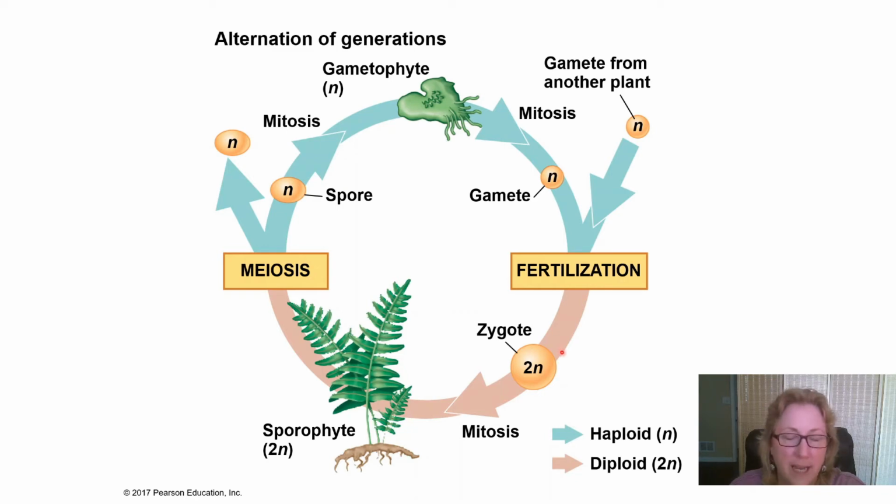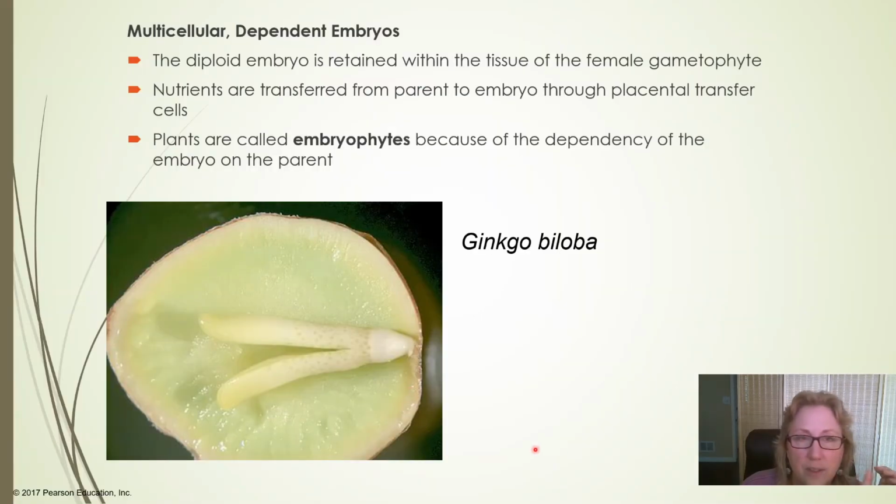And remember that the zygote is the word that describes the cell that's the result of the fusion of gametes. When the zygote starts to divide, it's an embryo now. So the new little embryo grows into the sporophyte. So that's the alternation of generations. We have a haploid generation and a diploid generation, and they alternate. And plants are embryophytes because that little embryo that develops from the zygote is dependent on the parent plant. That's why they're called embryophytes.